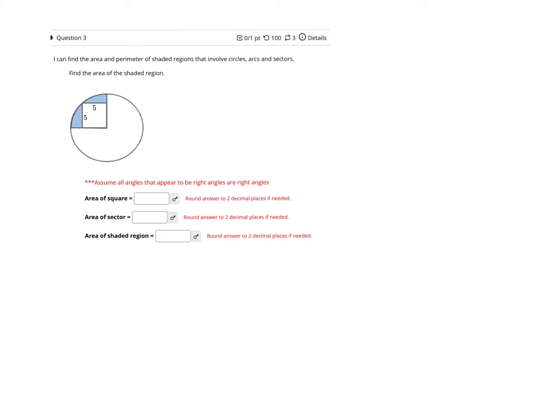So the first thing it asks us for, kind of gives us a little hint, is to find the area of the square. So to find the area of the square, all I'm going to do is take length times width, or 5 times 5, which equals 25. So the area of my square is 25.